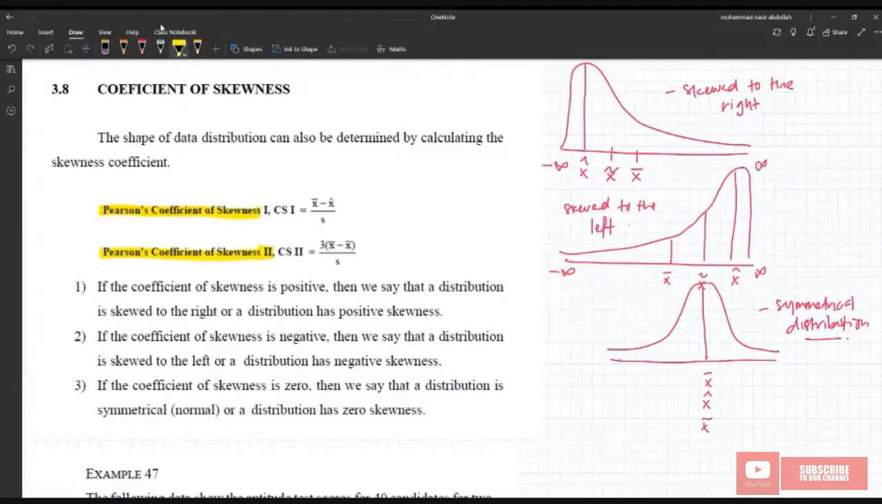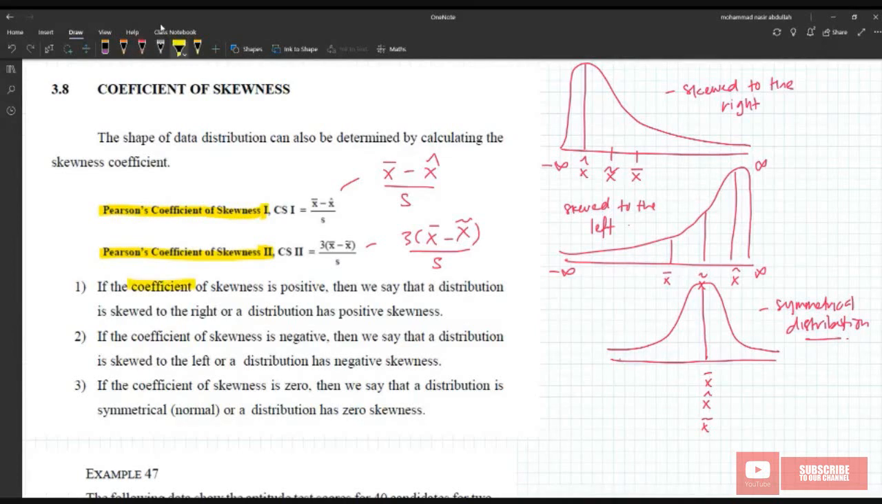We have two formulas: Pearson coefficient of skewness number 1 and Pearson coefficient of skewness number 2. You can use either one. For number 1, mean minus mode divided by standard deviation. Another one is 3 multiplied by mean minus median divided by standard deviation.